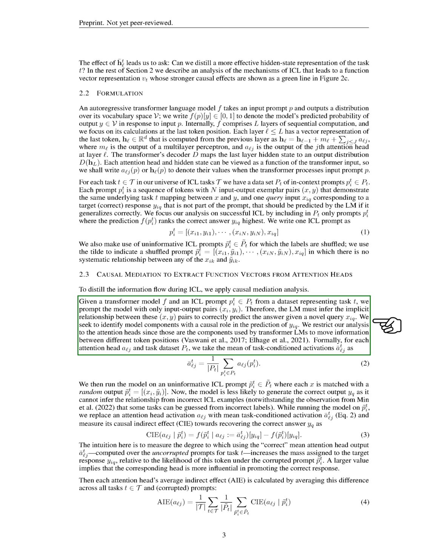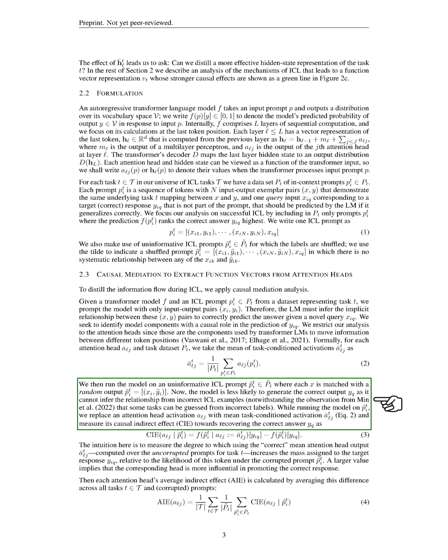We then run the model on an uninformative ICL prompt, P_I_T, where each input, X, is paired with a random output. Now, the model is less likely to generate the correct output, Y_Q, because it can't infer the relationship from incorrect ICL examples. While running the model on this uninformative prompt, we replace an attention head activation with the average task conditioned activation and measure its causal and direct effect towards recovering the correct answer.